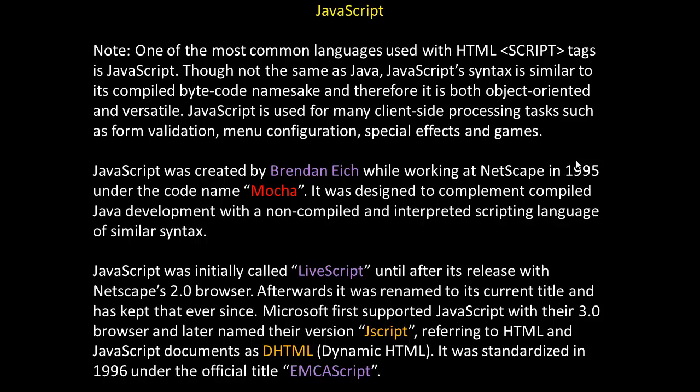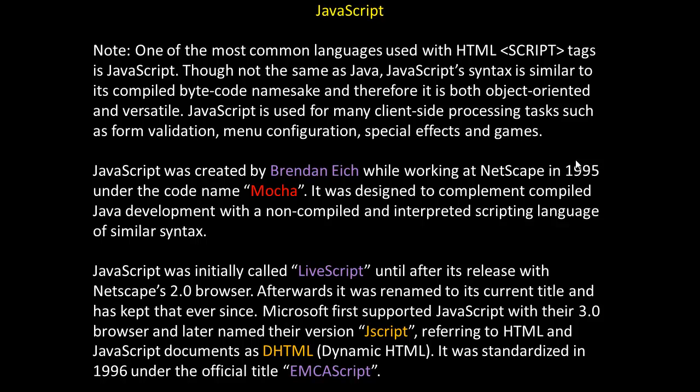JavaScript was created by Brendan Eich while working at Netscape in 1995 under the codename Mocha. It was designed to complement compiled Java development with a non-compiled and interpreted scripting language of similar syntax. JavaScript was initially called LiveScript until after its release with Netscape's 2.0 browser. Afterwards, it was renamed to its current title and has kept that ever since.